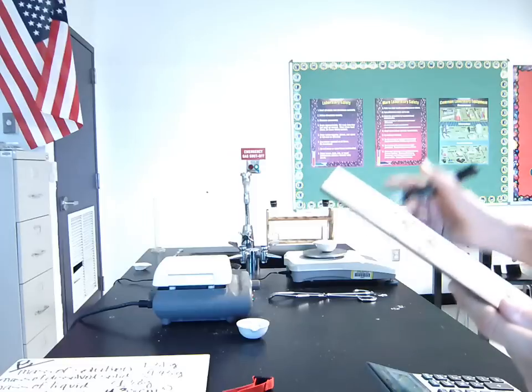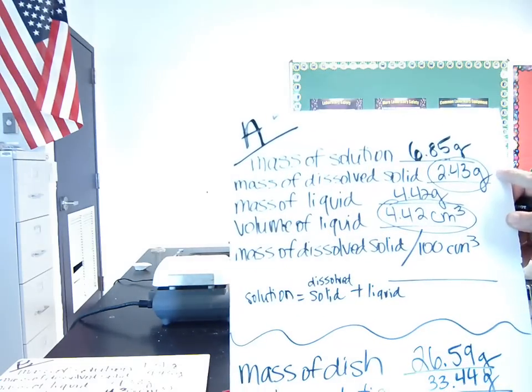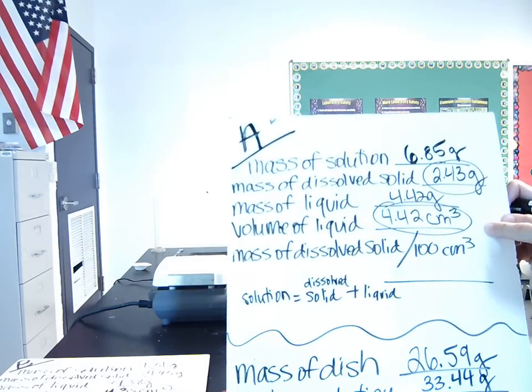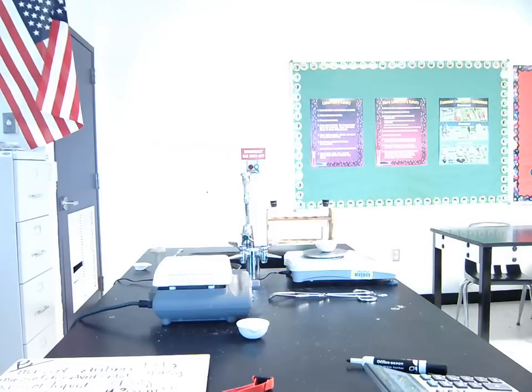So now I know the mass of my dissolved solid, and I know the volume of the liquid. These are the two numbers that we use to figure out the concentration. And then we multiply it times 100. That's one of the important parts. So 2.43 divided by 4.42. Okay, that's a little bit on the high side as well. But that's okay. It still shows you the entire process and gets us where we need to be.